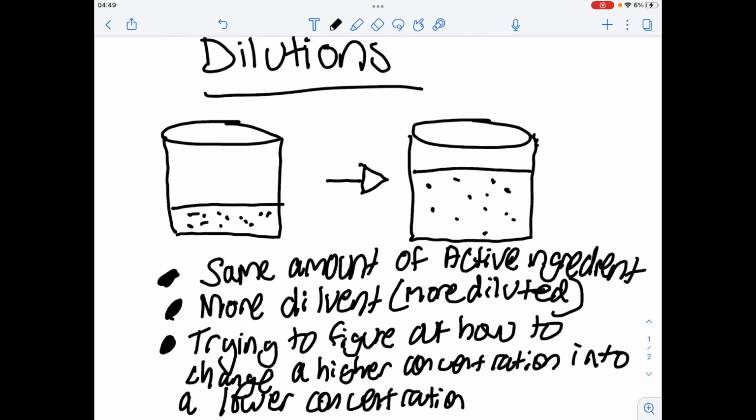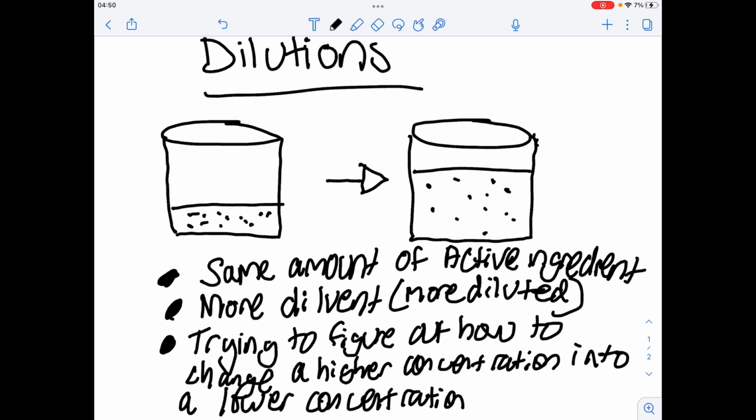Okay, so today we're going to be talking about dilutions. And dilutions are just as they sound. It's diluting a product. Diluting takes a higher concentration product and turns it into a lower concentration product. So for example, I have these liquid soda drops that I use in my Soda Stream.